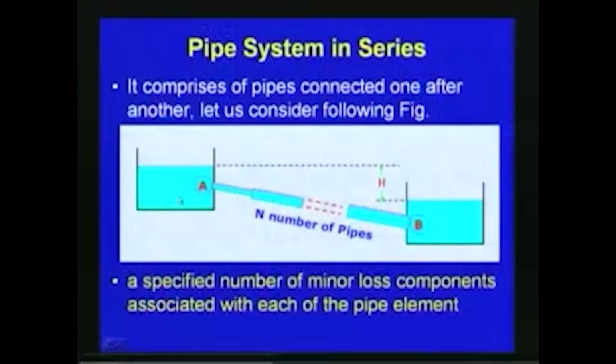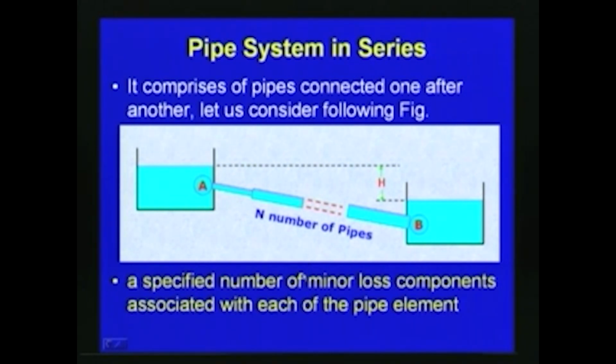As we have seen earlier, a pipe system in series comprises pipes connected one after another. If you want to connect between two reservoirs, say from A to B, instead of using a single pipe, since most of the time it will be difficult to use a single pipe if the distance between A and B is large, we may use a number of pipes, maybe of different diameters. Here you can see one smaller diameter, then a larger diameter; a number of pipes are used here and connected serially.